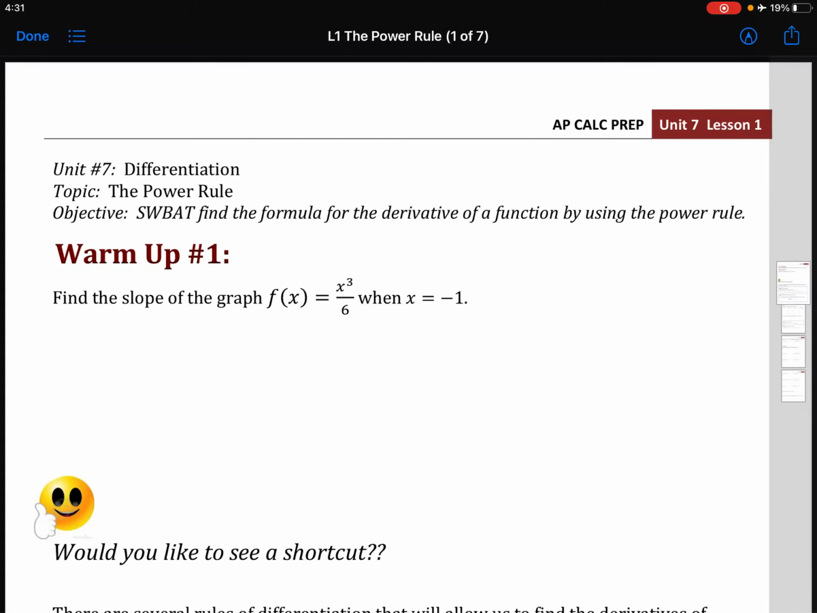Hey guys, welcome to our new unit, Unit 7, Differentiation. Today's lesson is the power rule. So I want you to pause the video and try the warm-up using the alternative method.